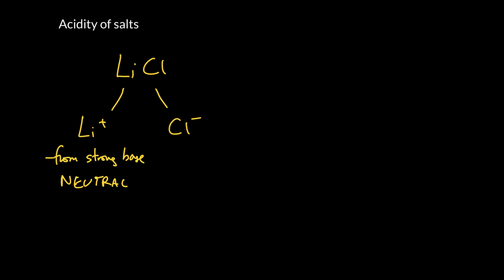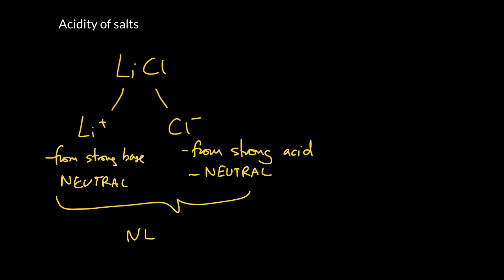Now if we look at chloride, chloride comes from a strong acid. So there are those 5 or 6 strong acids that you should know. Hydrochloric acid is where chloride comes from. If it was from an acid, we would expect it to behave like a base, but if it comes from a strong acid, the back-base reaction doesn't occur. That means that chloride is going to be neutral. And if you've got a neutral cation and a neutral anion, you can probably guess that the overall thing is going to be neutral.